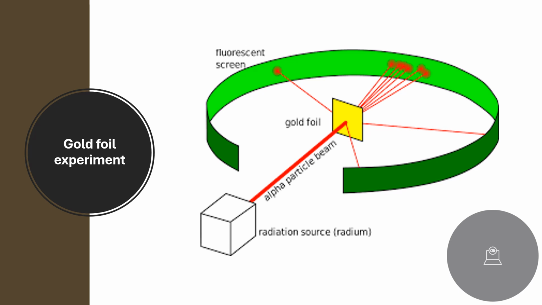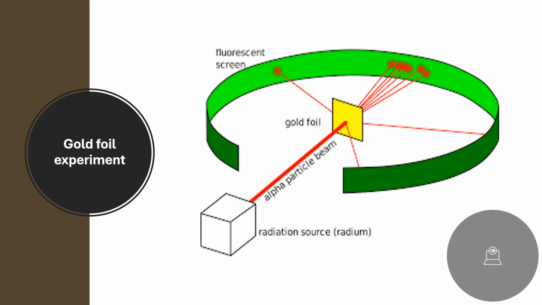Rutherford's experiment is known as the alpha scattering experiment or gold foil experiment. The alpha scattering experiment, also known as the Rutherford gold foil experiment, was a groundbreaking experiment in 1909 led by Ernest Rutherford. It was designed to explore the structure of the atom.